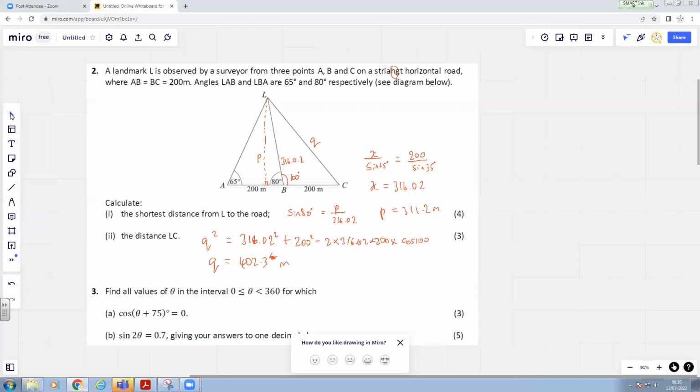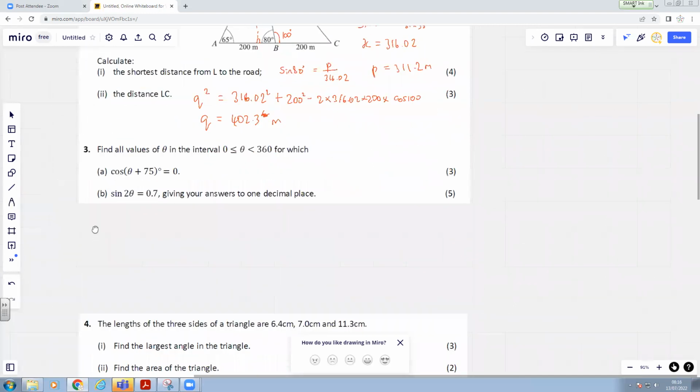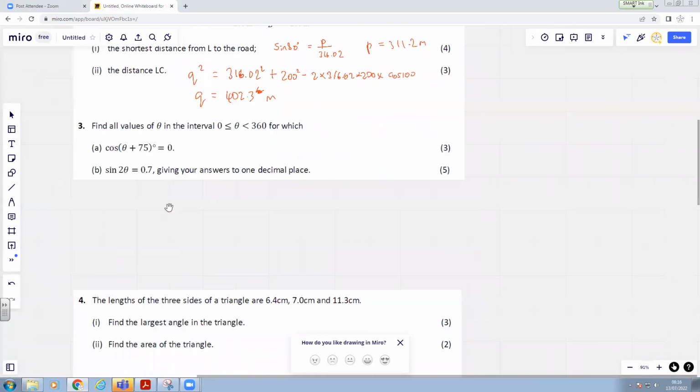Okay, number 3. What have we got here? Find all values of theta in the interval 0 to 360 for which cos of theta plus 75 is 0. Okay, this one's not too bad. Now, you've got to be careful on these though. When you do inverse cos on your calculator first, which is fine for a first move, inverse cos of 0 is 1, yeah?